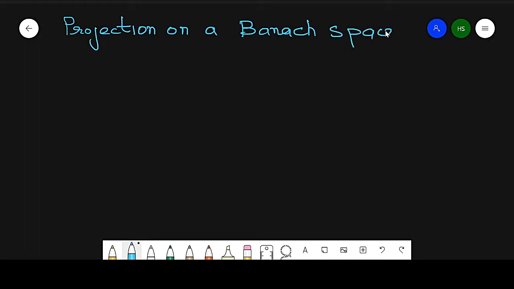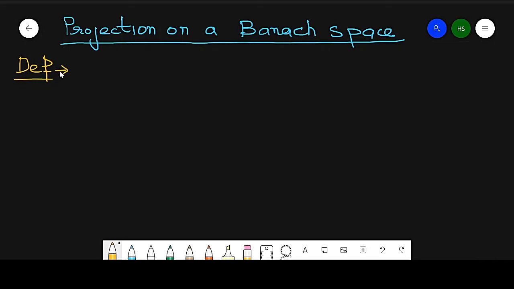Projection on a Banach space. So, what is projection on a Banach space? Very important concept, very important. Now, first go through the definition. What is the definition of a projection?